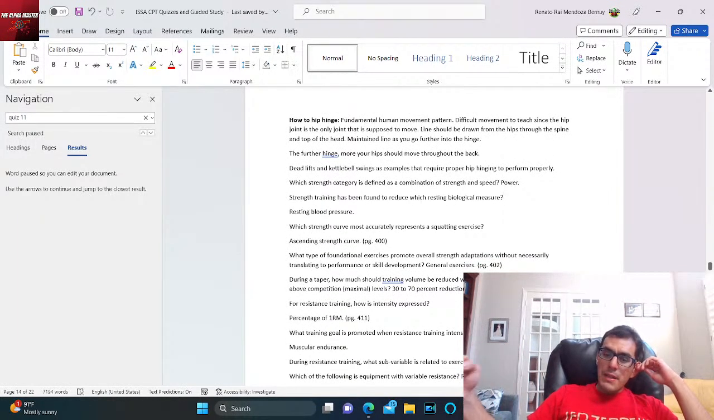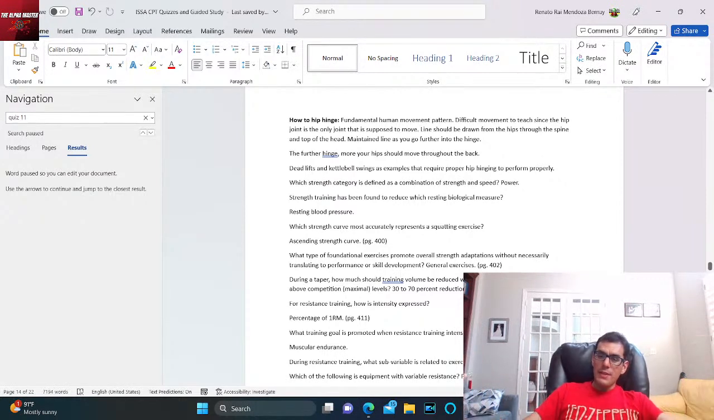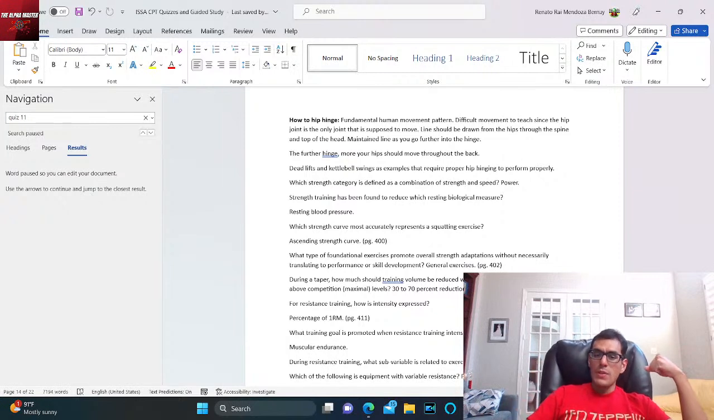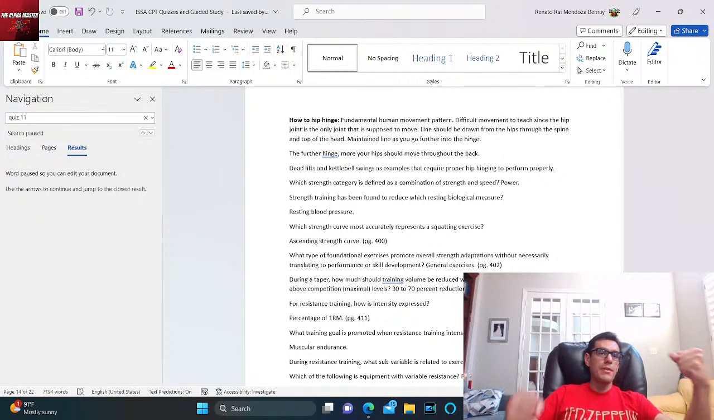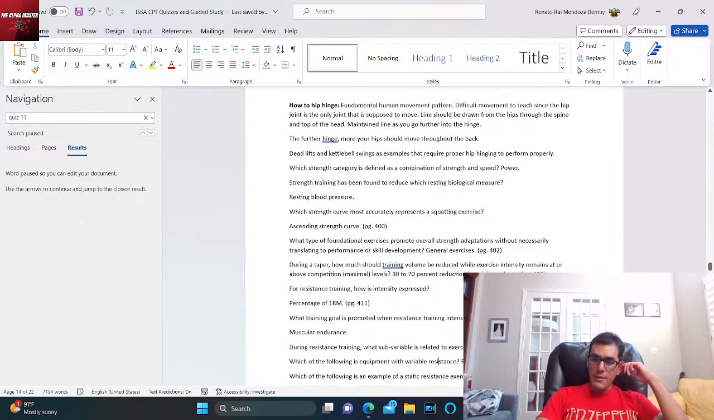Which of the following is an equipment with variable resistance? The resistance band is going to be an equipment with variable resistance.